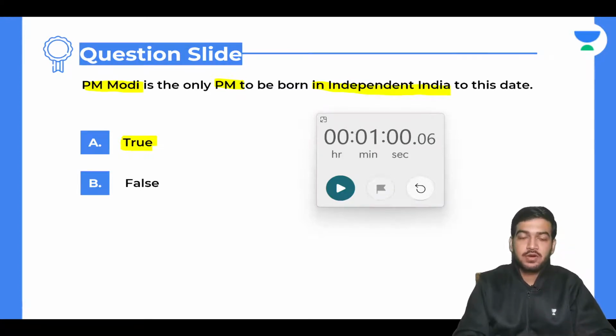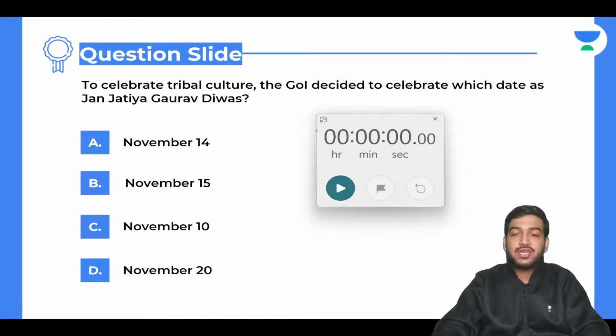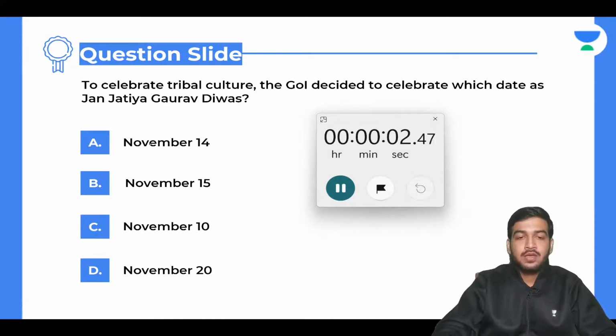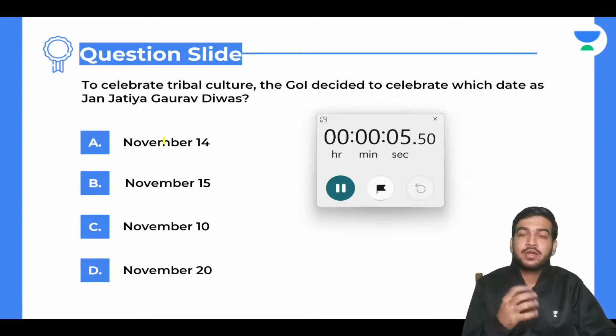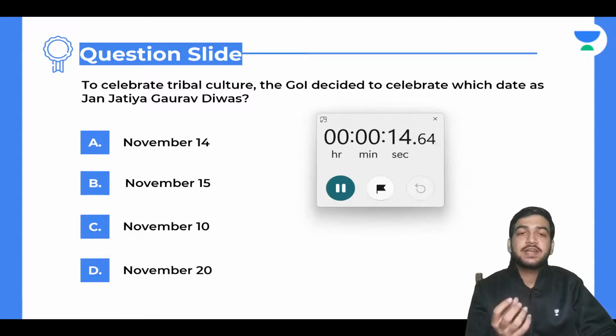Most of them, particularly the first two Prime Ministers along with Morarji Desai, had been pioneers in India's freedom struggle, that is Jawaharlal Nehru and Lal Bahadur Shastri ji. Okay, then next, this year the Government of India, to celebrate tribal culture, decided to celebrate which date as Janjatiya Gaurav Divas, to facilitate, promote, tell the world about the uniqueness of tribal culture from different parts of India. We decided to grant a specific day in remembrance of their culture. Is it A, November 14, B, November 15, C, November 10, or D, November 20th?